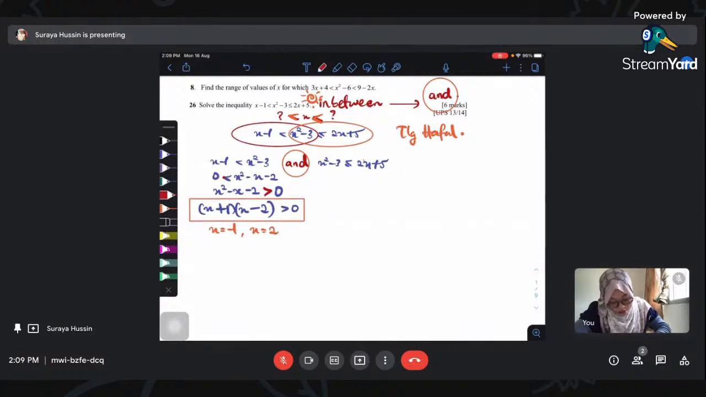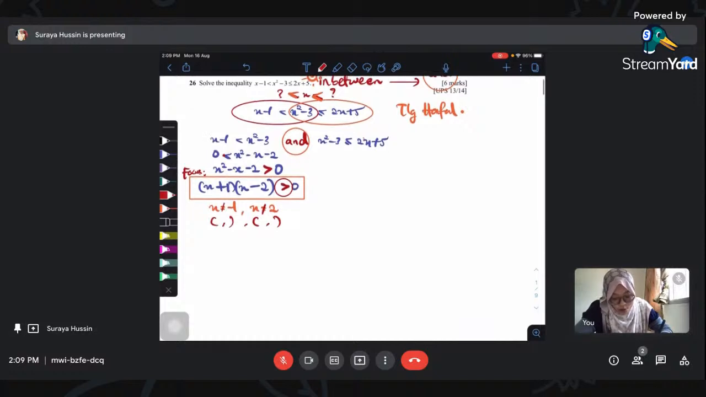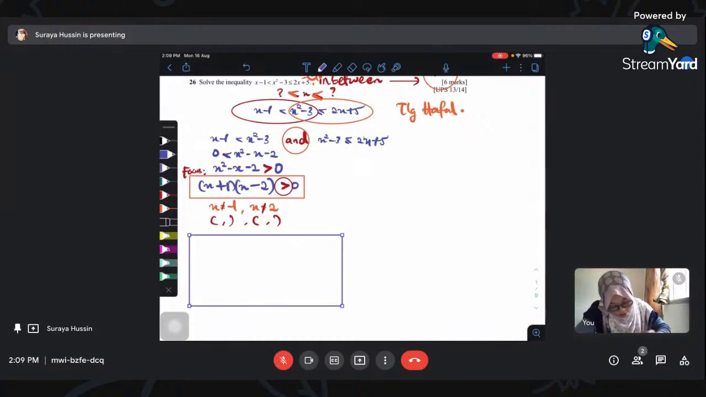Okay, so now you gonna highlightkan your latest focus. Your focus right here is showing you that you have more than sahaja. More than, tak ada equal. Therefore, no equal. And therefore, bentuknya adalah open bracket. And so, you will do TOS. Betul tak? Kamu akan buat TOS. So, bagi saya sedikit masa untuk buat table ni.